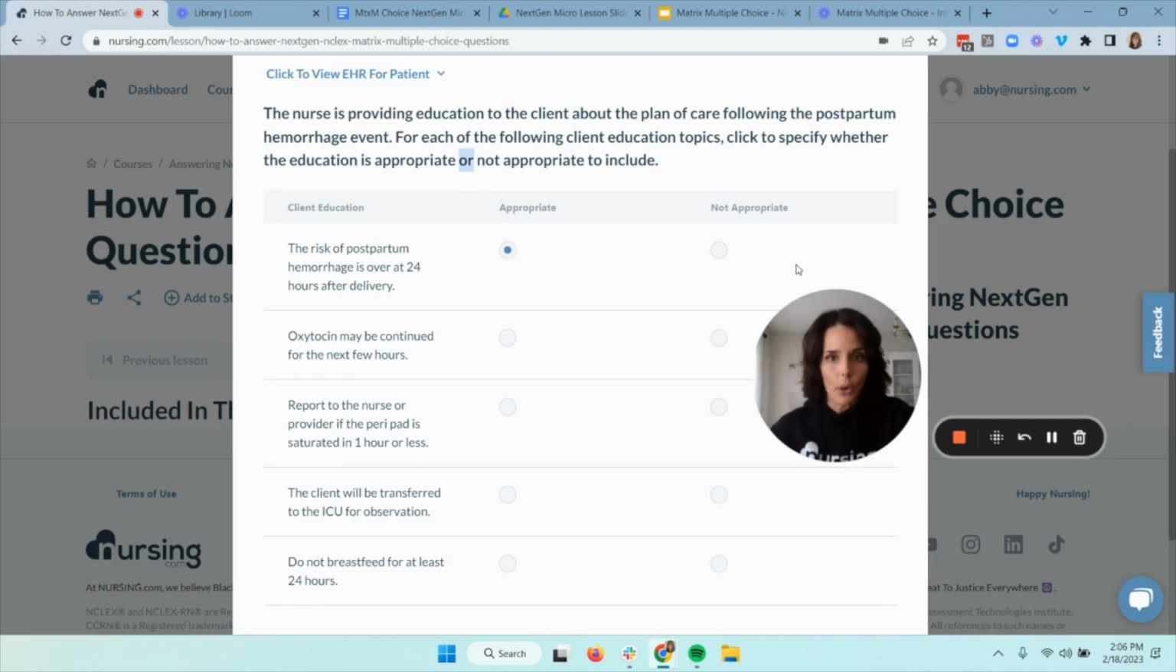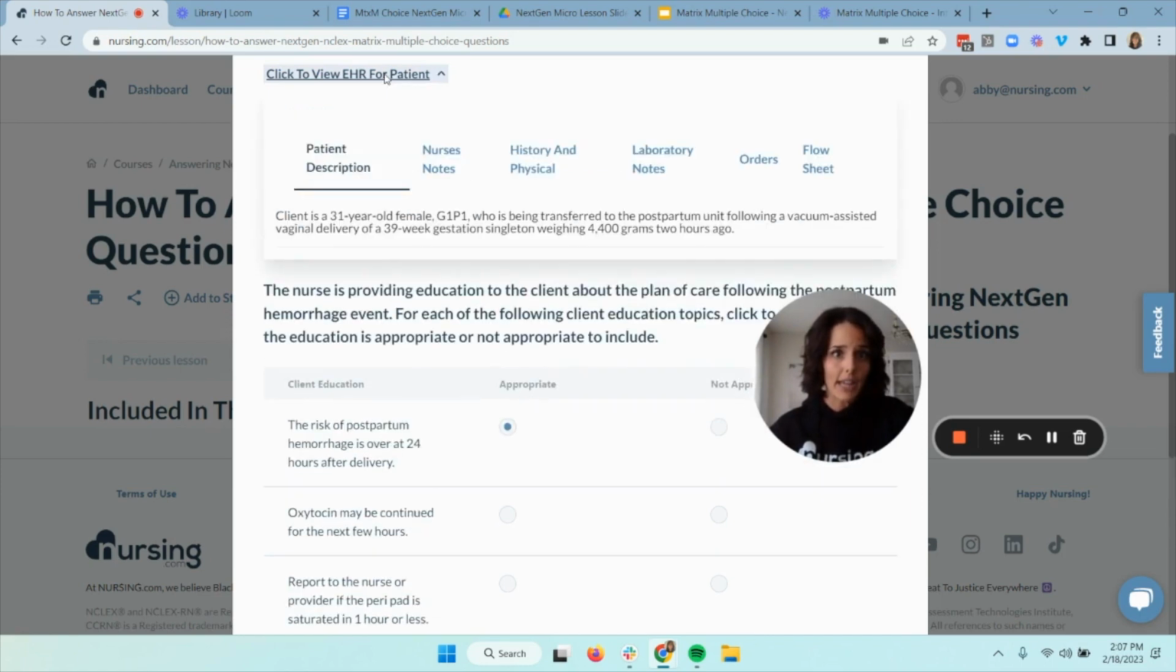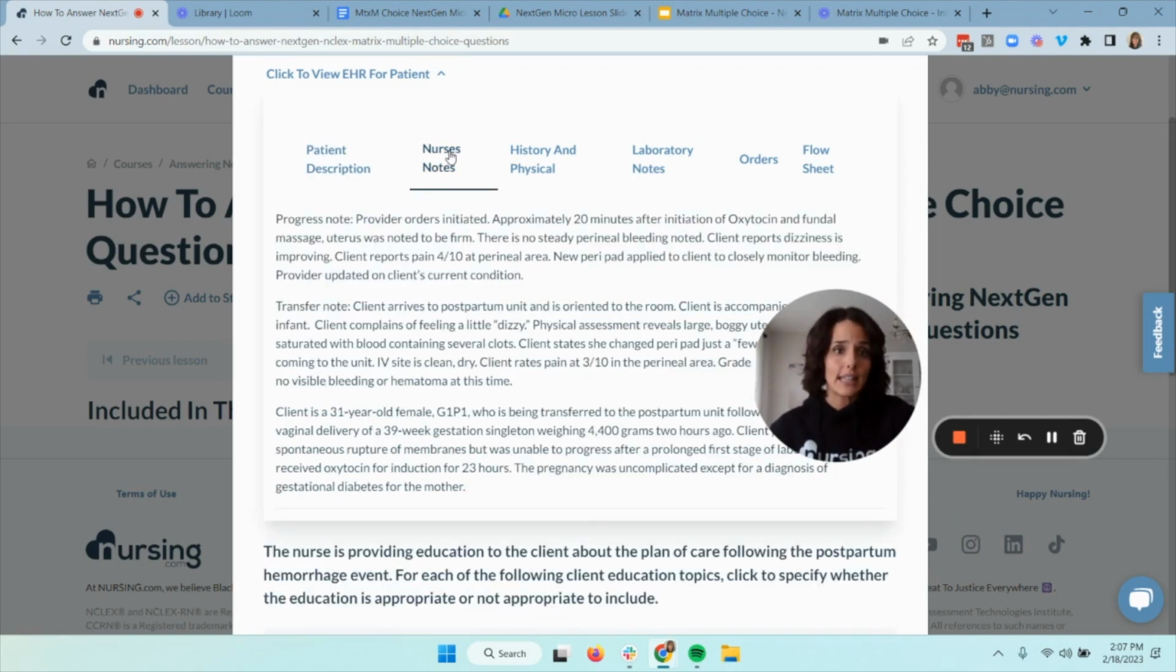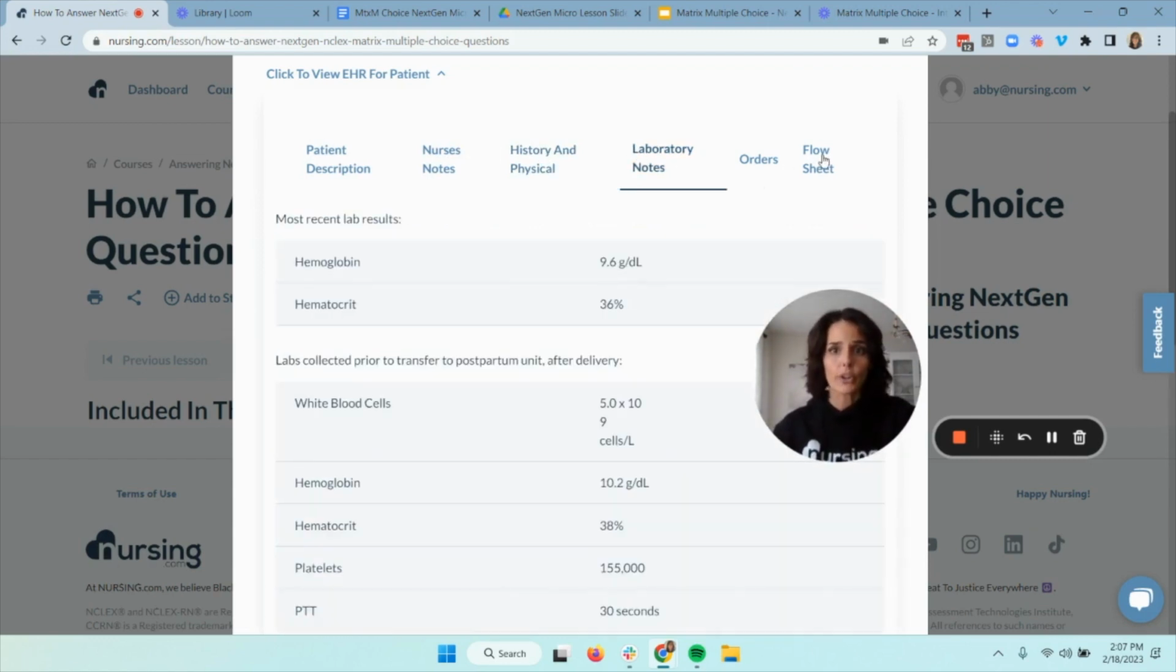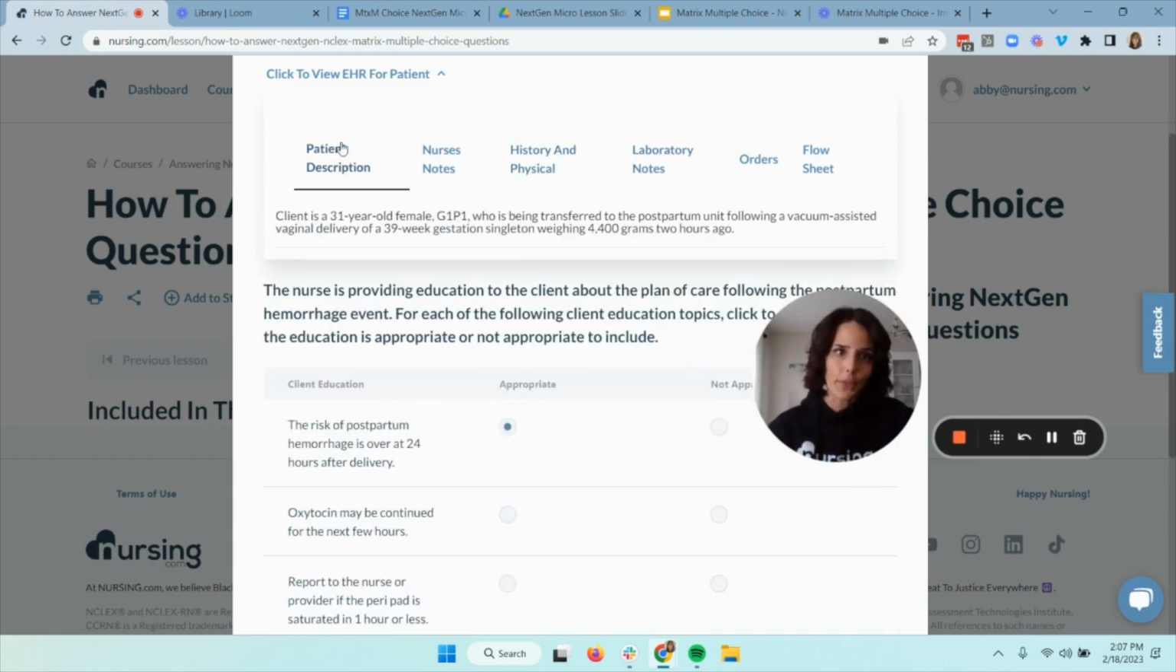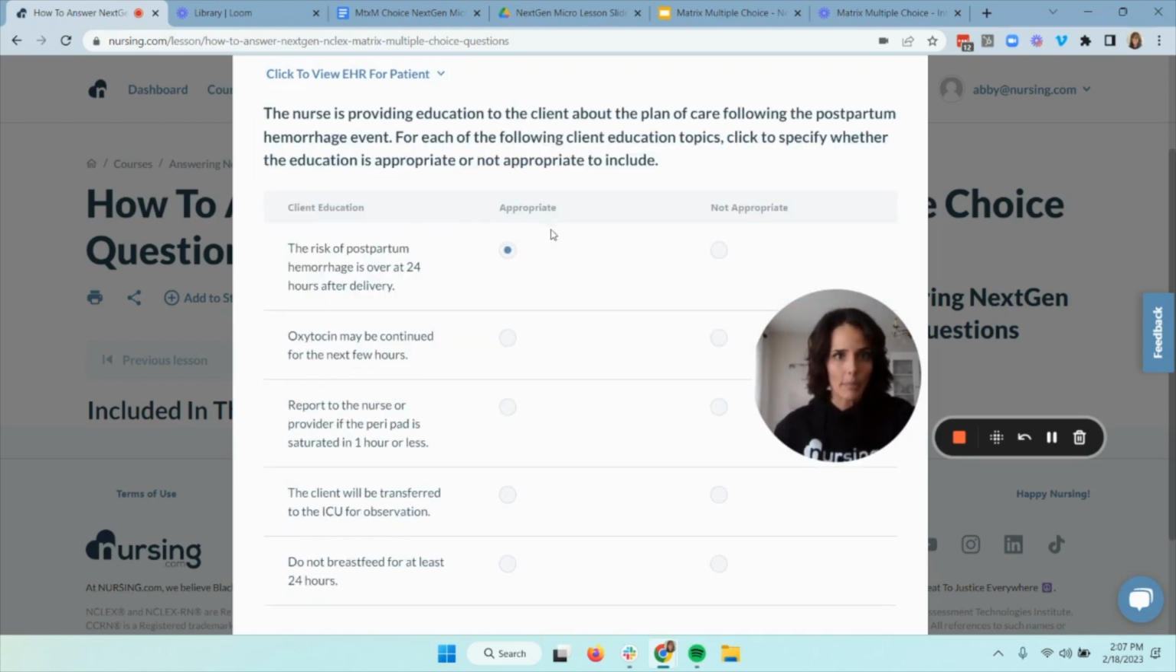Let's treat each row like its own question. So you could even take a piece of paper and cover up the other pieces as you work through each one in turn. Now, another thing that you have available to you on Next Generation NCLEX item types is the EHR. Go ahead and click through the EHR when you're answering any of these questions to see if there are any indications from what the question is asking to find clues in the EHR. So there's going to be nurse's notes, history and physical, lab notes, orders and flow sheets, and so forth. Let's take a look at each of these education topics.